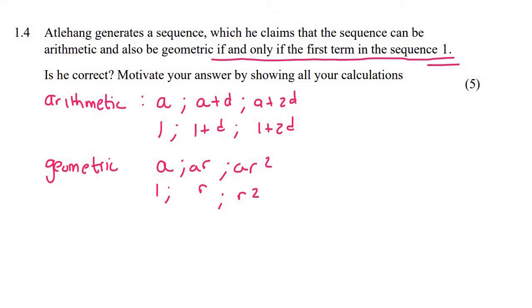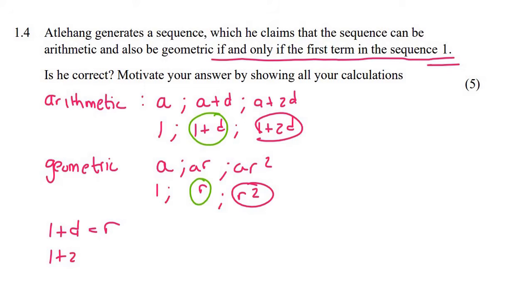Now, they're saying here that he's generating a sequence, and it can be arithmetic and geometric, but it's the same sequence, so it means that this part is the same, but that's obvious to see. But then these two would have to be the same, so let's say that, because it's the same sequence, 1 plus D is equal to R, and then these two would have to be the same as well. So we can say 1 plus 2D is equal to R squared.